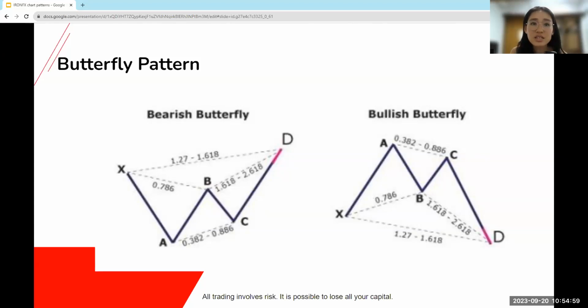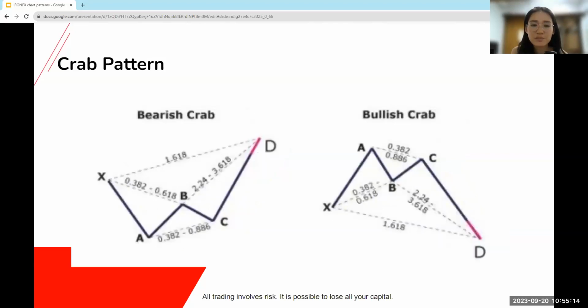Okay, so point C retraces anywhere between 38.2 to 88.6, as you can see here, of the corrective leg AB. Okay, bullish would just be the opposite of that.